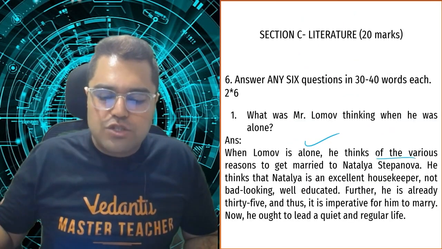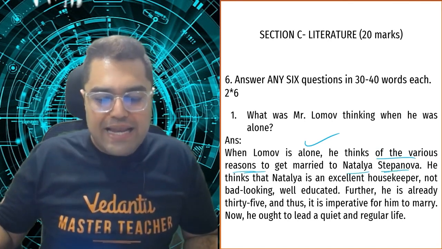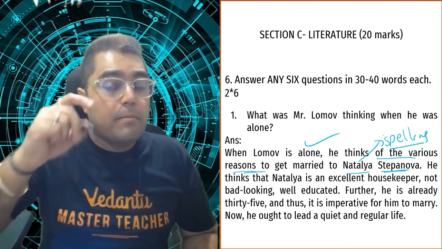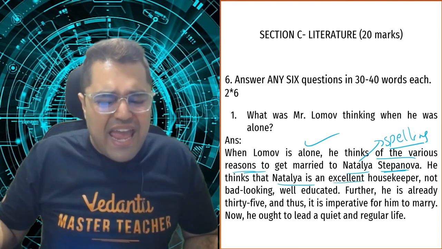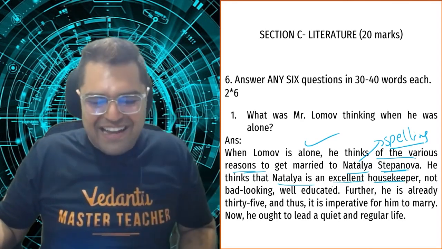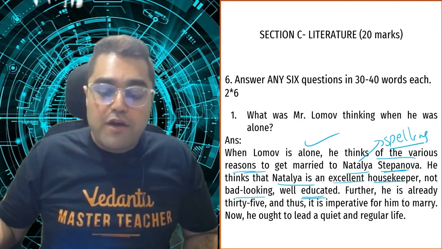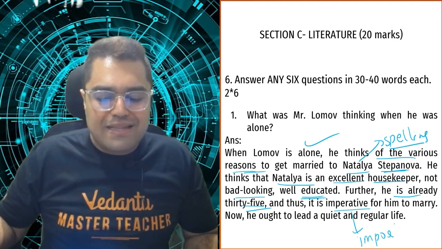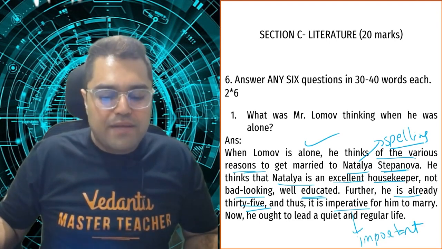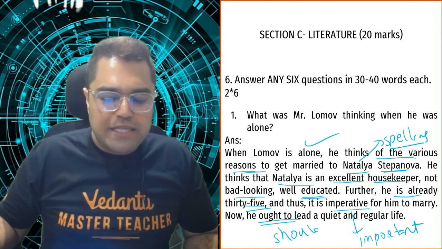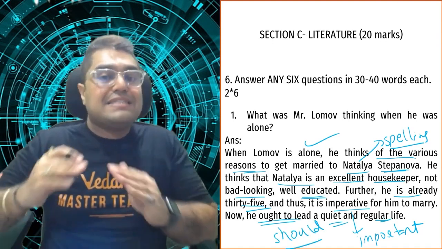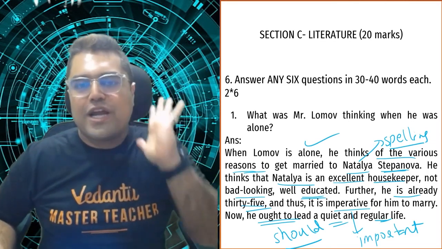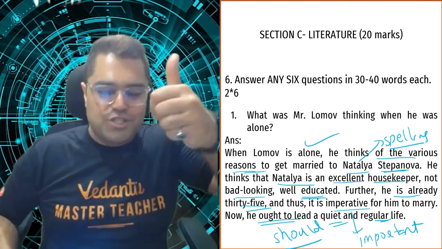When Lomov is alone, he thinks of the various reasons to get married to Natalia Stepanova. Spelling to be noted. It is not easy. Remember and practice. He thinks that Natalia is an excellent housekeeper. Yeah, she's good. Not bad looking, well educated. Further, he is already 35 and thus now it is imperative, meaning important or compulsory, for him to marry. Now he ought to, ought to means should, lead a quiet and regular life. It's a slightly long answer. Even if you write any 3 or 4 sentences from these 5-6 sentences, you will get your 2 marks. But mention all of that. Okay? Next question.